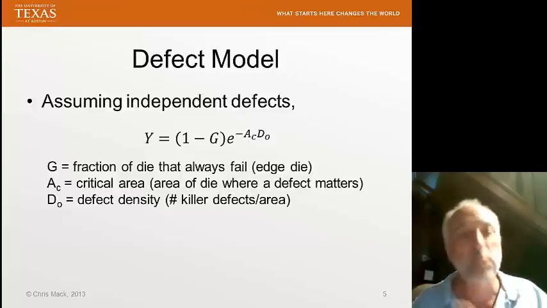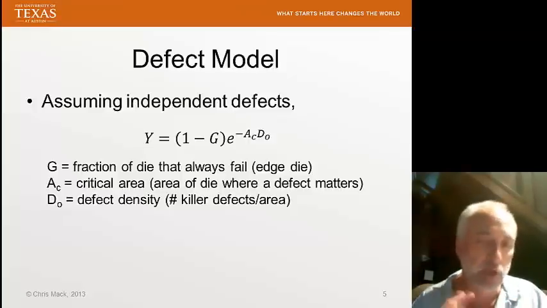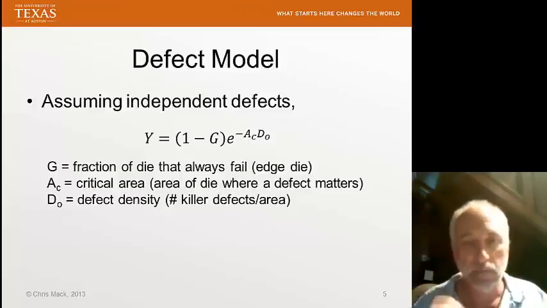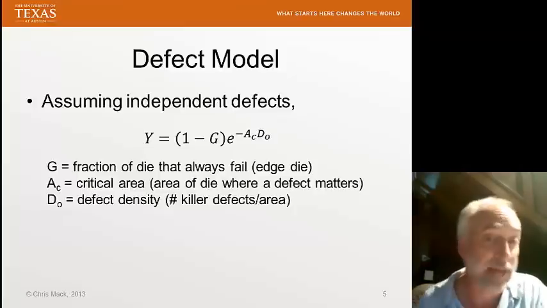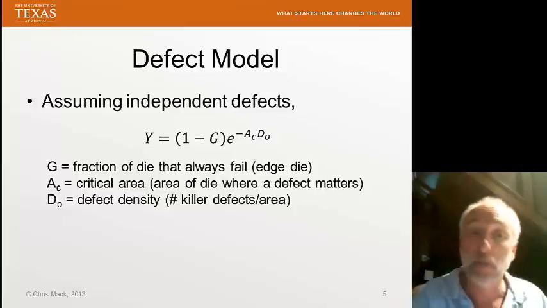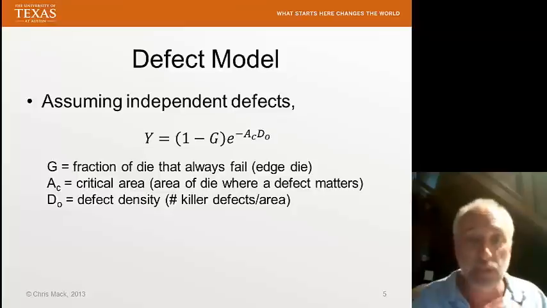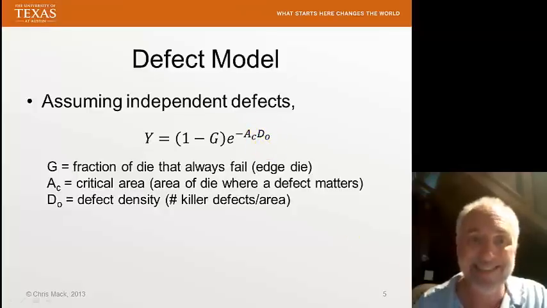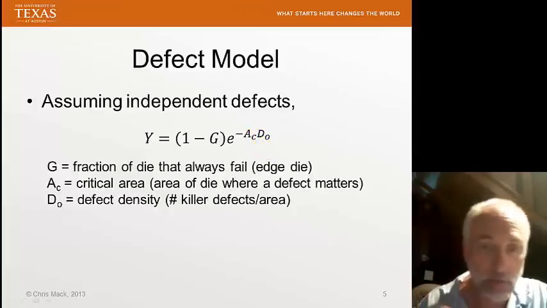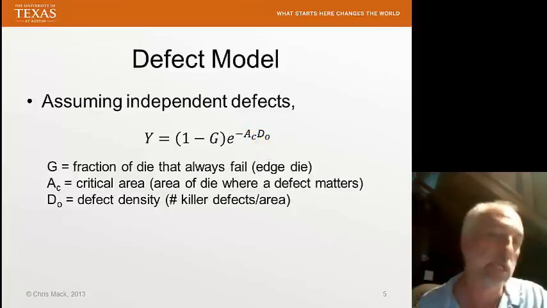Especially the small defects. I'll talk about defect size in a minute, but if we have some area where the defect doesn't matter, we simply don't worry about that. Instead, we count up all the area that is critical. This is if a defect lands there, it's going to kill the die. And then D0 is our defect density. This is the number of killer defects per unit area.